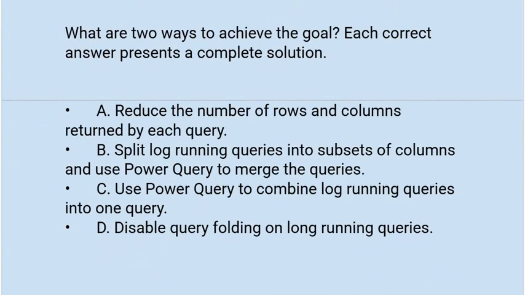Option A, reduce the number of rows and columns returned by each query. Option B, split long running queries into subsets of columns and use Power Query to merge the queries. Option C, use Power Query to combine long running queries into one query. Option D, disable query folding on long running queries.